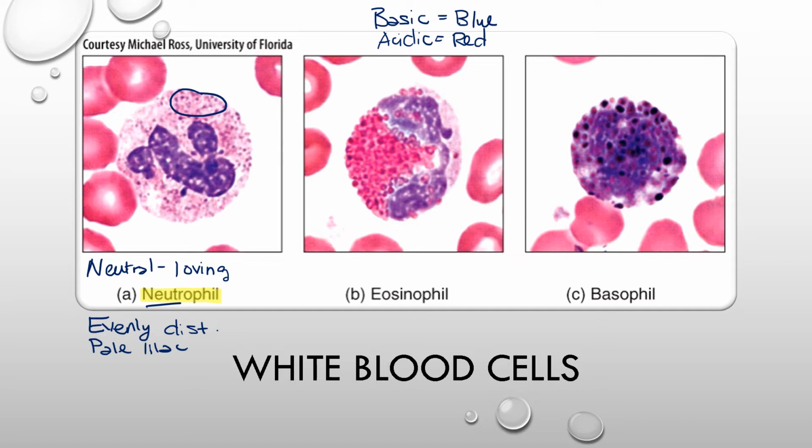You'll also see that the nucleus has 2 to 5 lobes. This one here has 3, and these lobes are connected to each other with very thin strands of nuclear material. So we can see these connections here and maybe here as well, connecting the 3 lobes of the nucleus.